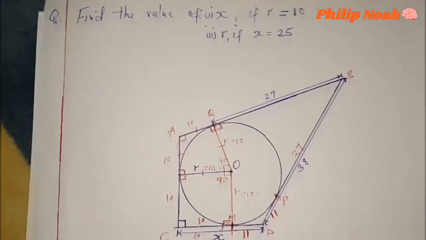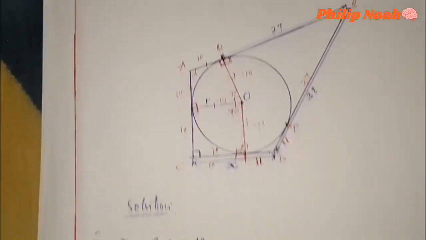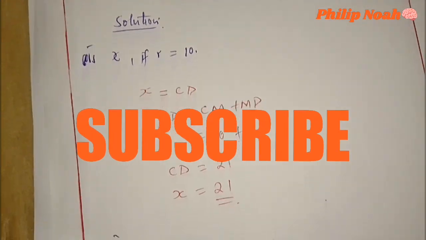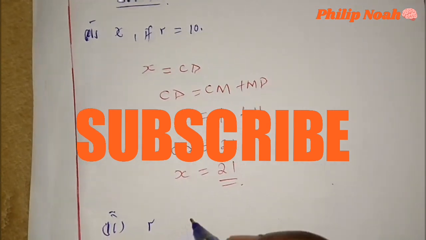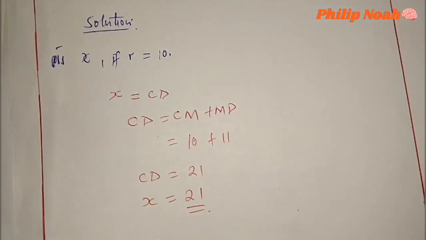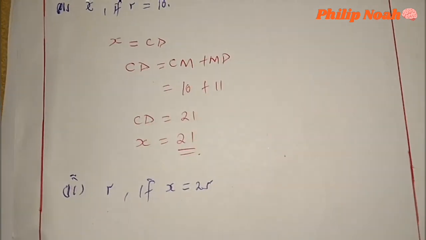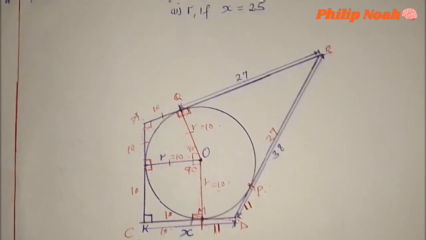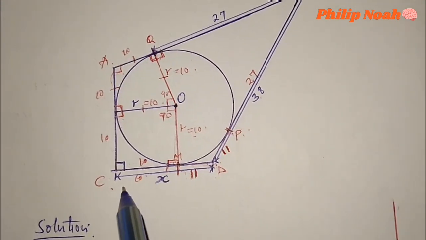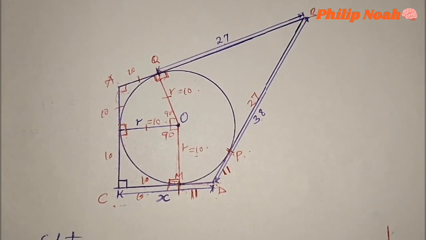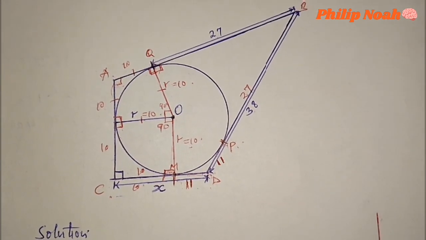Are you there? Roman 2, we were to find the value of R when x is equal to 25. So we're looking at this figure here. When x is 25, that is CD is 25. What's the value of R?